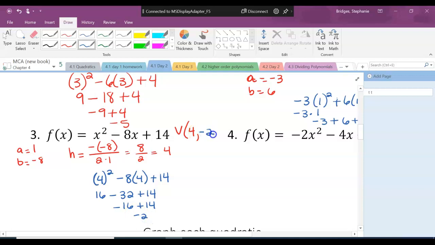So the k value in that vertex is negative 2. And then my A is a positive 1. So is this going to open up or open down? Up.